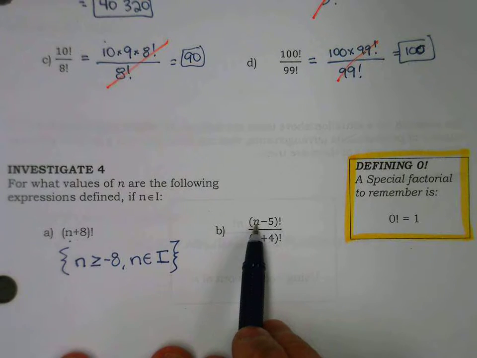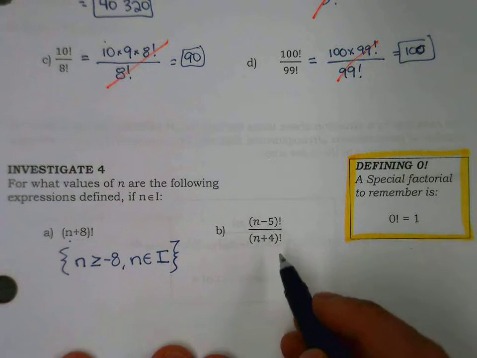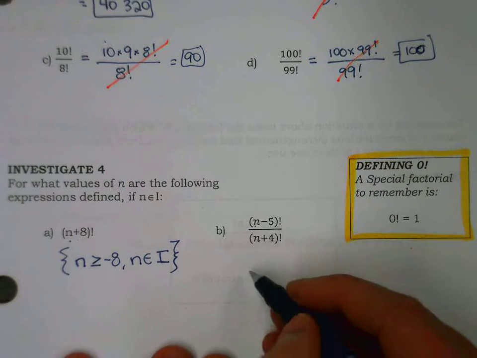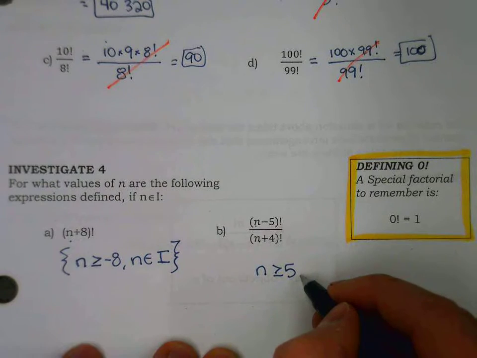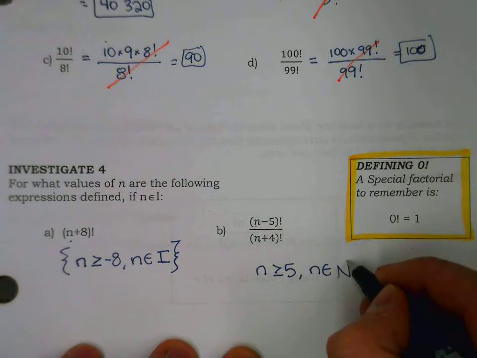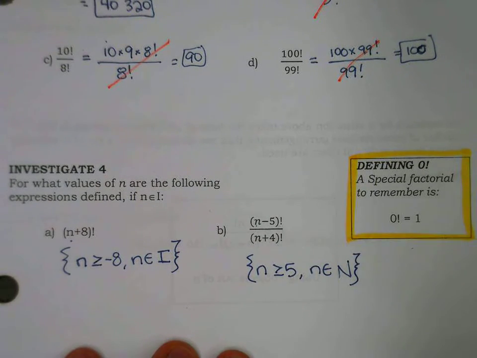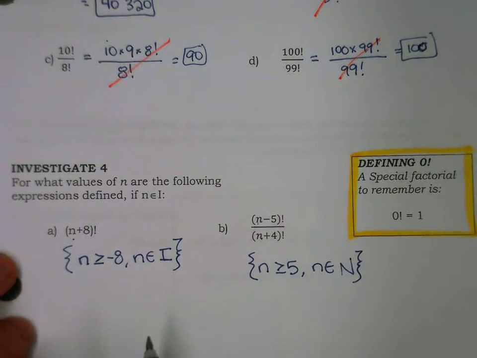But if we try negative 4 on the top, negative 4 minus 5 makes a negative 9 factorial, and that's no good. The cutoff is, in fact, 5 minus 5, 5 plus 4. 5 is a cutoff that works. So we can say that n must be greater than or equal to 5, and n must be an element of, now because it's not negative, I technically don't have to use integer. I could say whole or natural number to simply say it doesn't really need to be negative, so natural numbers works just as good.